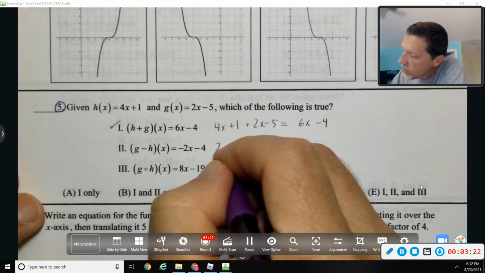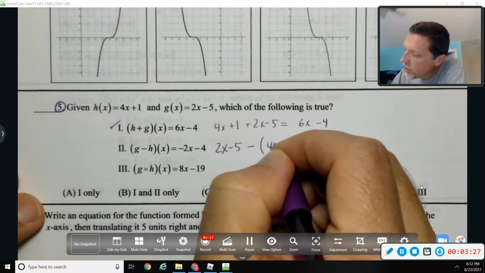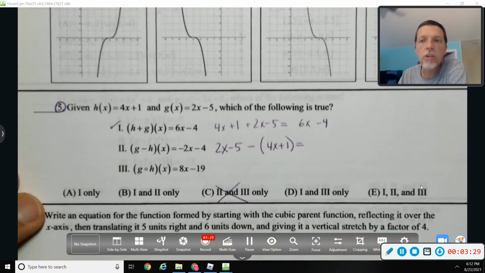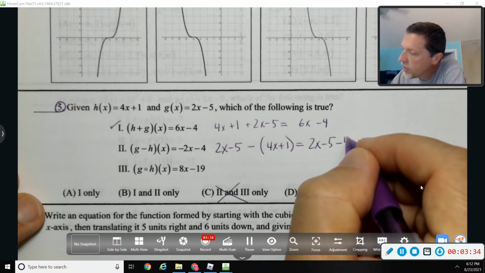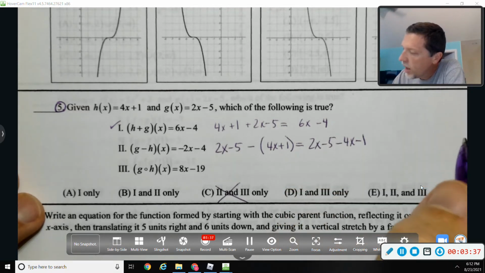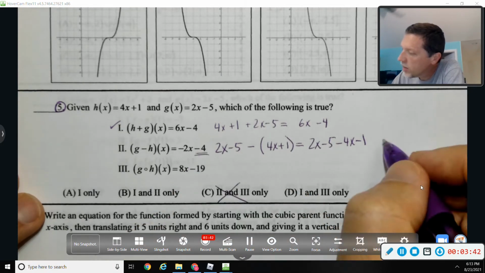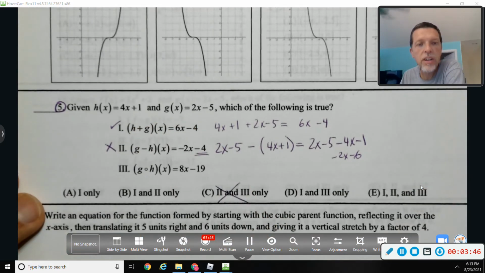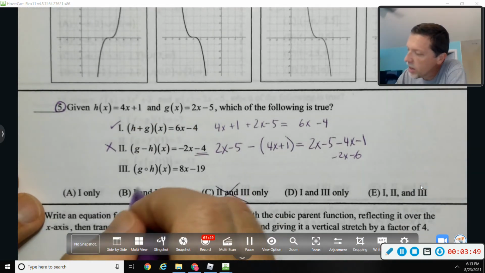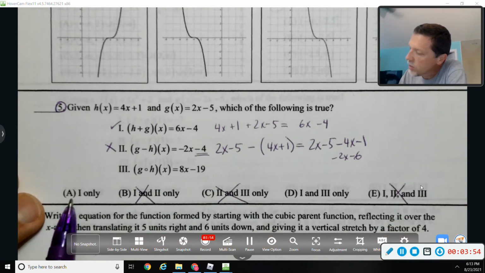G minus H. So G is 2x minus 5 minus H. So here's the trick to this one. Make sure you distribute the minus sign to everybody. 2x minus 5 minus 4x minus 1. And yep, there's the mistake that they made. So that would be negative 2x minus 6. So 2 is not true. So anything that says 2 in it, I can throw out. So it's down to 2 answer choices.